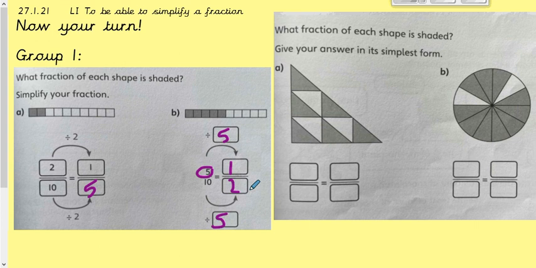The next one then, what fraction of each shape is shaded? Give your answer in its simplest form. So let's count all the triangles together. 1, 2, 3. I'm going to dot them so I don't forget. 1, 2, 3, 4, 5, 6, 7, 8, 9. So there's 9 altogether, and 1, 2, 3, 4, 5, 6 are shaded. Now I know straight away that these can be divided by 3 because they're both in the 3 times table. So 6 divided by 3 is 2, and 9 divided by 3 is 3.